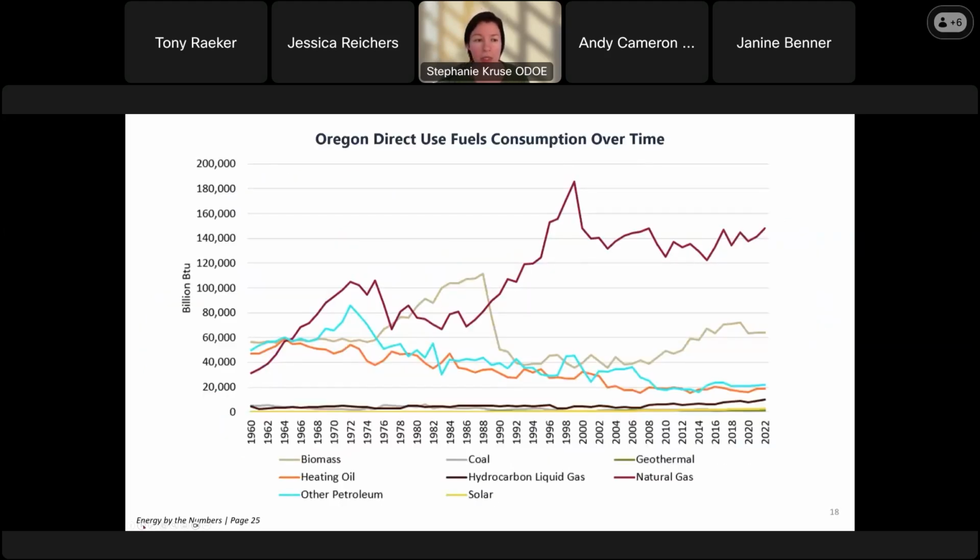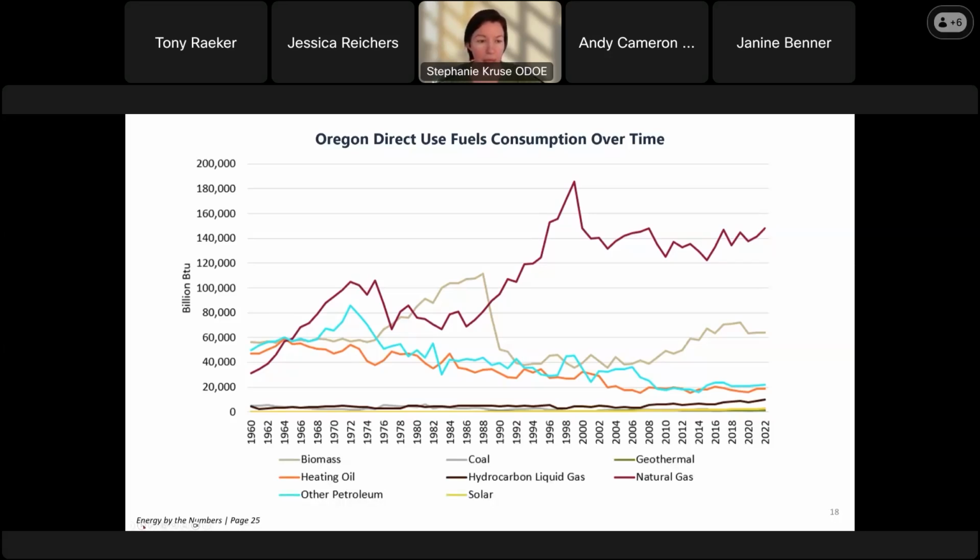Direct use fuels are used for space and water heating, cooking food in homes and businesses, and they're also used for a variety of manufacturing and industrial processes in the state. We want to make sure that it's clear that direct use fuels exclude transportation fuels or fuels used to generate electricity in the sectors. So this is just the portion of fuels that are delivered to a site and used for a purpose there besides electricity generation.